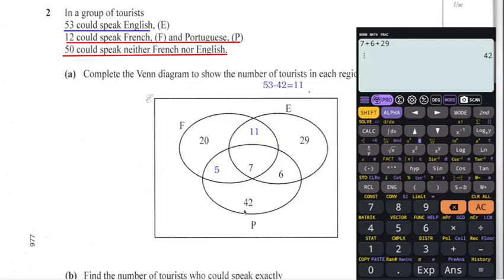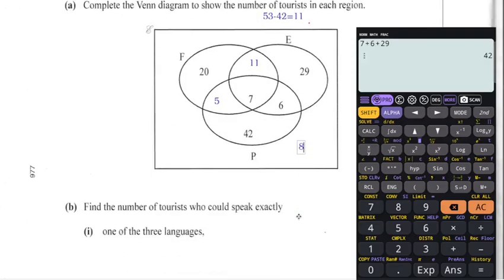So now, since they cannot speak English, it means they are outside of this circle, and French, so A is also they are outside. So it's only this part here and the people outside all the circles. So to get a total of 50, how many are left from 42? It's only a total of 8 people, which means here I'm having a total of 8 people.